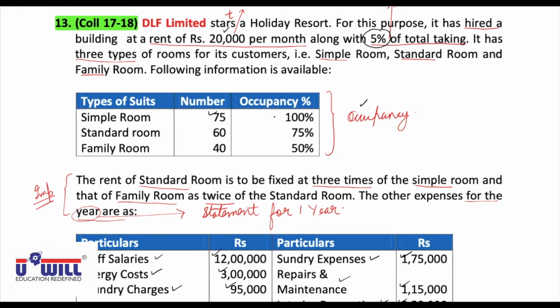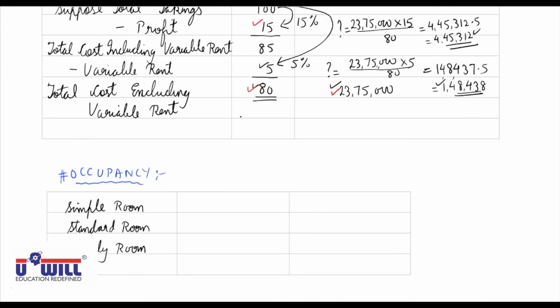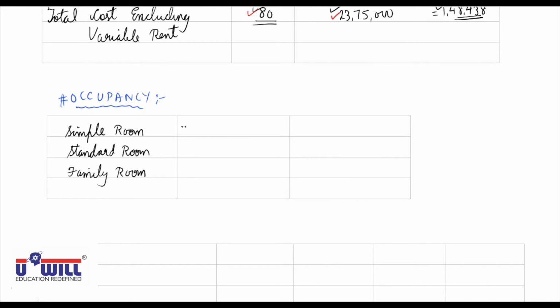75 rooms into 360 days into 100%. Here we'll show the calculation: 75 rooms into 360 days. 360 days are to be assumed in a year, into 100%. All of you do it in the calculator. 75 into 360 into 100% comes to 27,000. This is the occupancy of simple rooms.